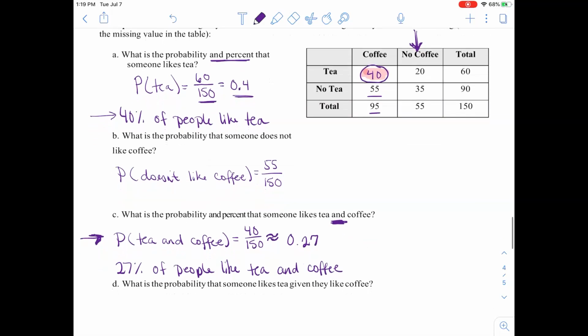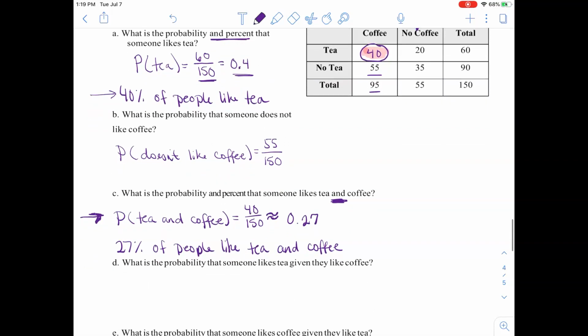D. What is the probability that someone likes coffee? Ooh, here's this fun one. Given they, gosh, I keep doing that, sorry. Likes tea, given they like coffee. So I'm going to say probability tea given coffee. So you can write it like that. I just want to show you another symbol. Probability tea, it's like this long slash. That's a shorthand. I'll never test you on that, but they mean the same thing. Given is just this long line in probability.